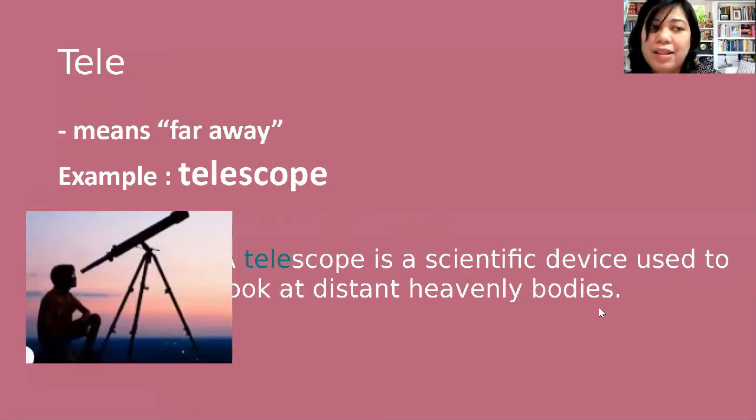Third root word, tele. We use this a lot of the time, right? There's television, telephone. Tele means far away. An example is telescope. A telescope is a scientific device used to look at distant heavenly bodies. Tele means far away, and scope means to see. So a telescope helps us to see distant heavenly bodies like the stars, the moon, and the planets.